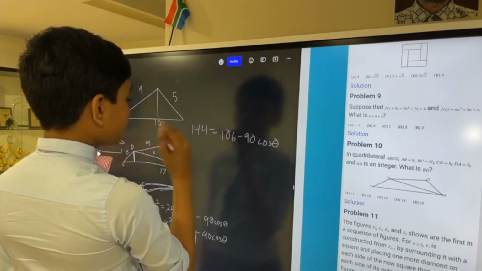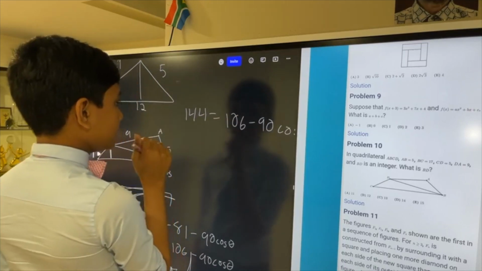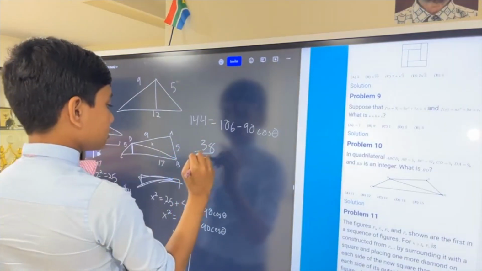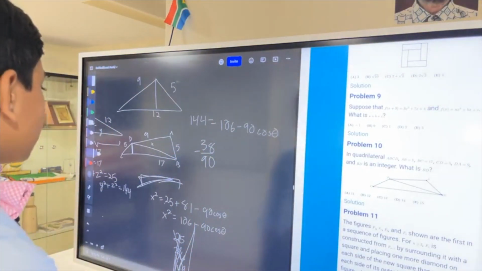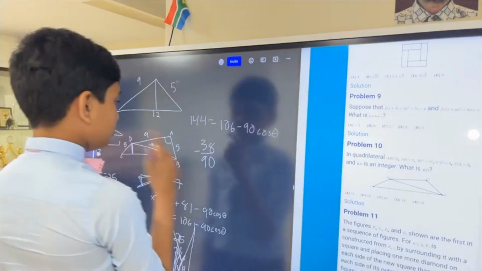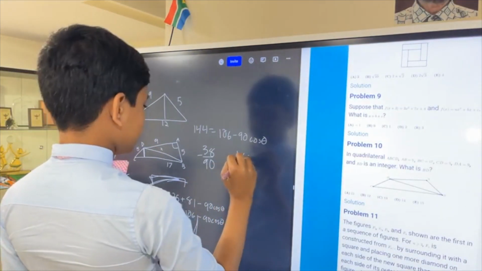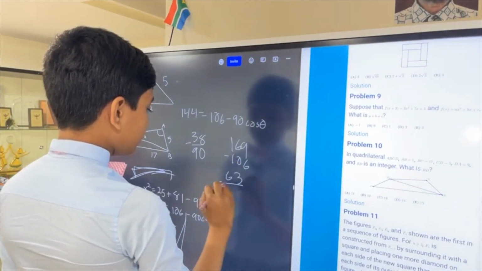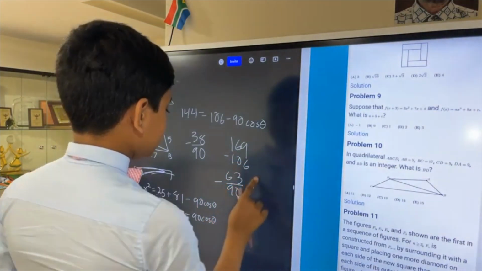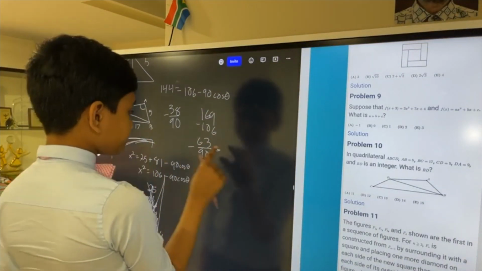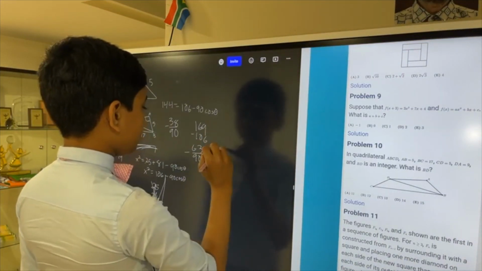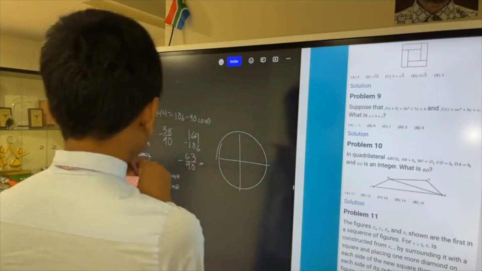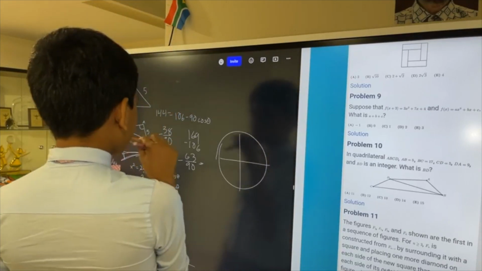So 144 minus 106 is 38. So minus 38 over 90, which would imply this is obtuse. What about 169? 169 minus 106 is 63. Minus 63 over 90 is equal to minus 63 over 90. Let's draw something like this, and we're trying to find cosine theta.